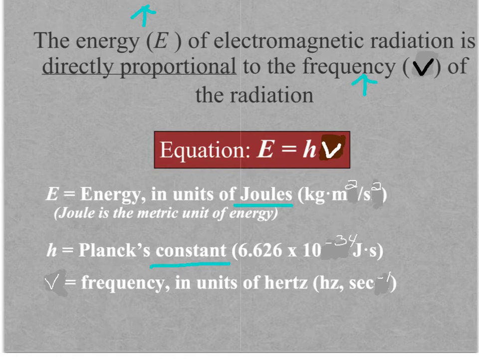So Planck's constant is 6.626 times 10 to the negative 34th. Again, it does not change. And V is still frequency, and the units are still hertz.